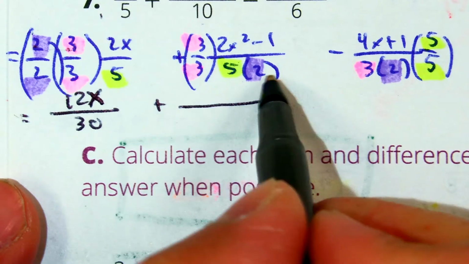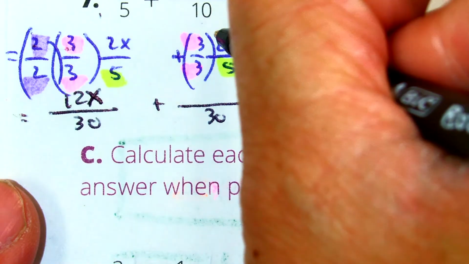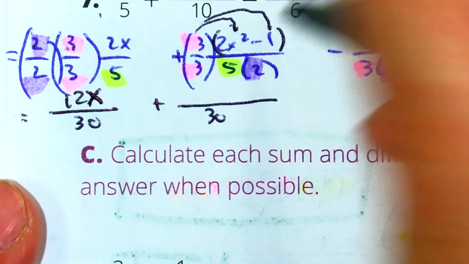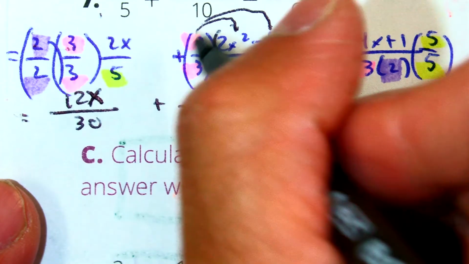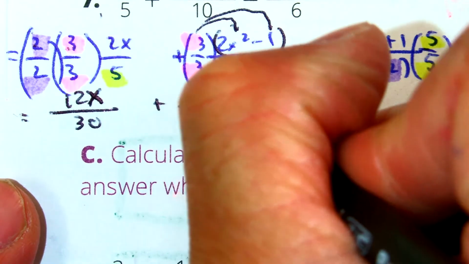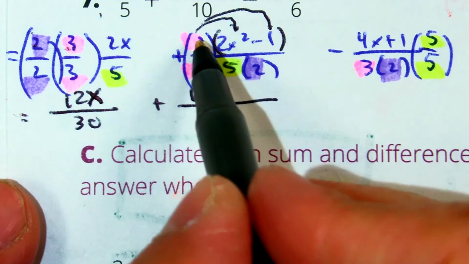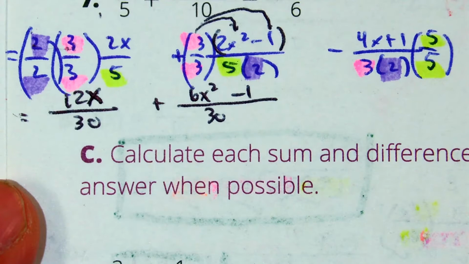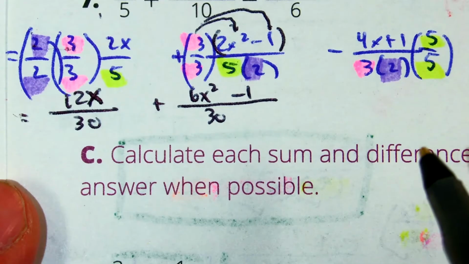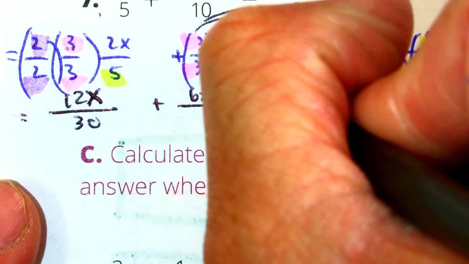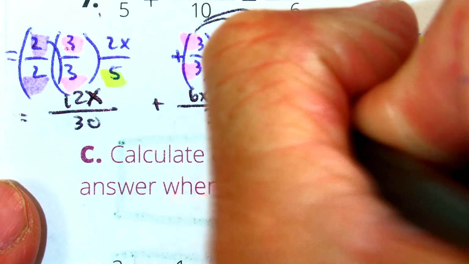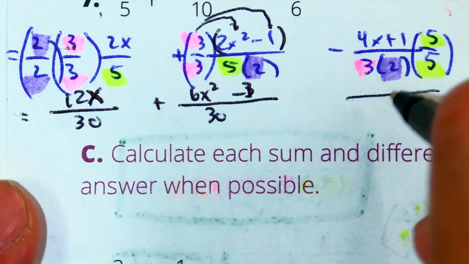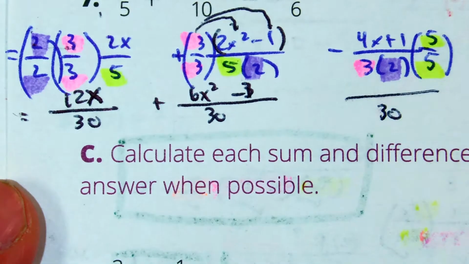This is 30. I'm going to put a parentheses around this one. And I'm going to distribute the 3. Class, 3 times 2x. 2x squared. 6x squared. And 3 times negative 1. Negative 1. Negative 3. Oh, thank you. And my denominator over here? 30. 30.